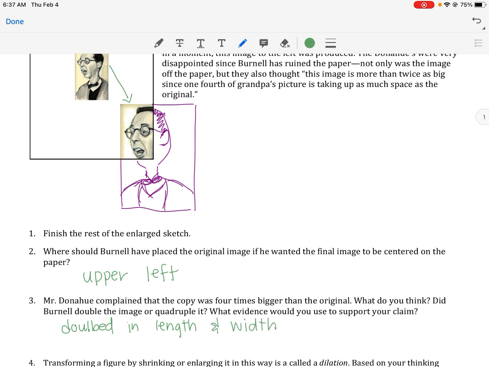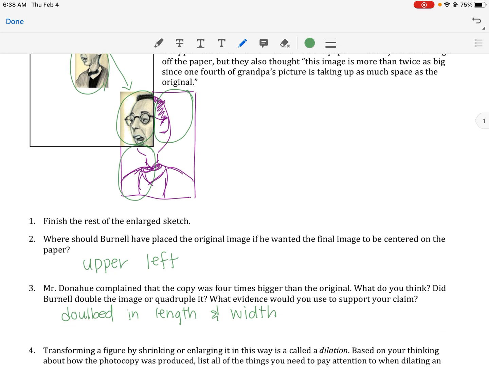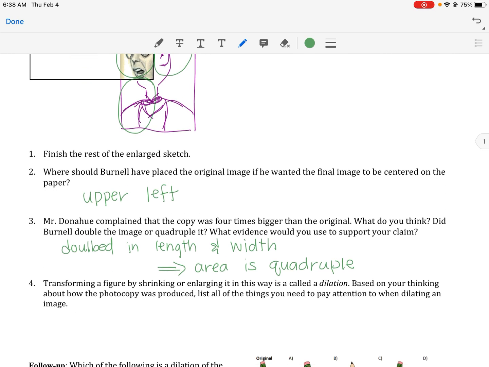So you can see, this part of the image that showed up looks the same size as the original image. But if you look at this side length, it's twice that long. And same thing as we sketch the rest of the image, it's twice as big. But what does that do? I think when you look at quadrupling, he's looking at the area being quadrupled. Okay. Transforming a figure by shrinking or enlarging it is called a dilation.